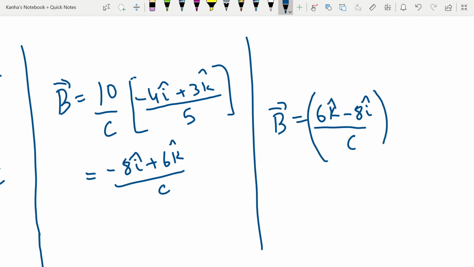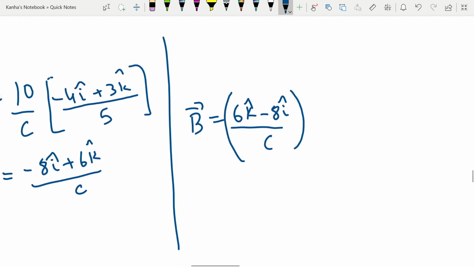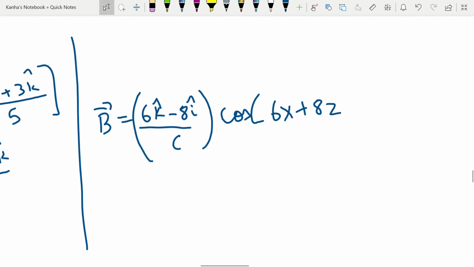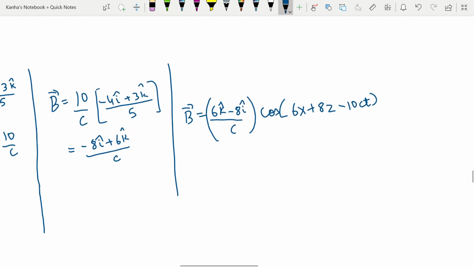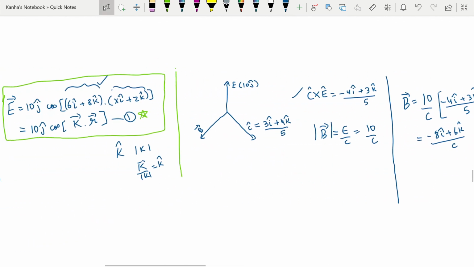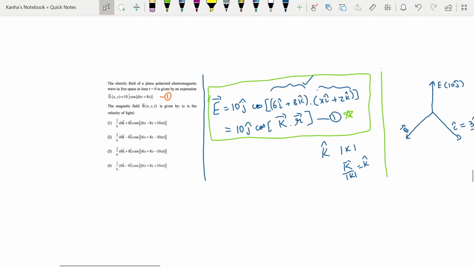This is your direction, into what do you have? You have the cos function, which will again be 6x plus 8z minus 10 times ct. Okay, this is your final form, and this conforms with the second option that is given to you here.